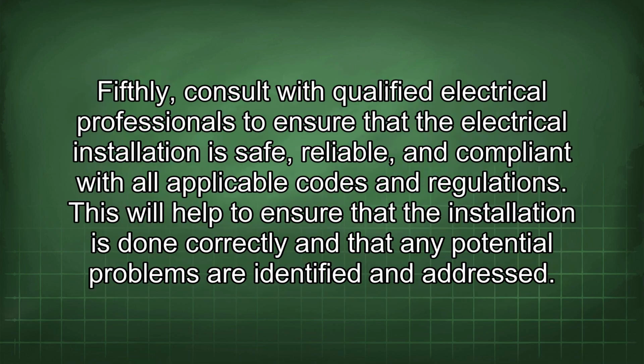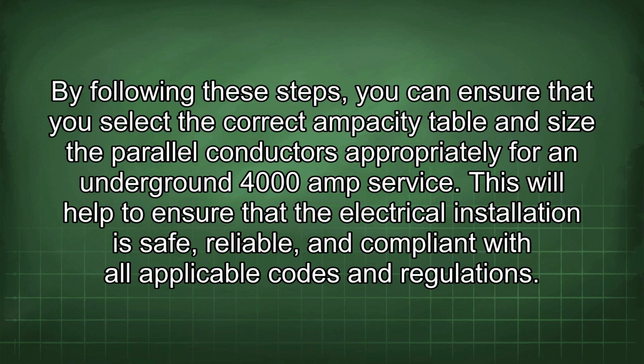Fifthly, consult with qualified electrical professionals to ensure that the electrical installation is safe, reliable, and compliant with all applicable codes and regulations. This will help to ensure that the installation is done correctly and that any potential problems are identified and addressed. By following these steps, you can ensure that you select the correct ampacity table and size the parallel conductors appropriately for an underground 4000 amp service. This will help to ensure that the electrical installation is safe, reliable, and compliant with all applicable codes and regulations.